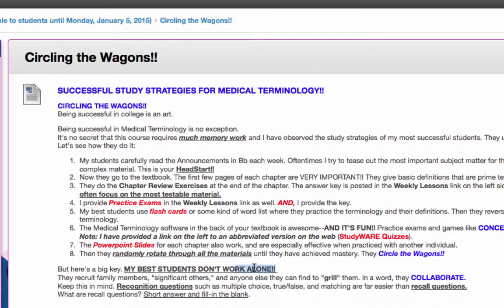My best students don't work alone. So they recruit family members, significant others, and anyone else they can find to grill them. In a word, they collaborate. So keep this in mind.